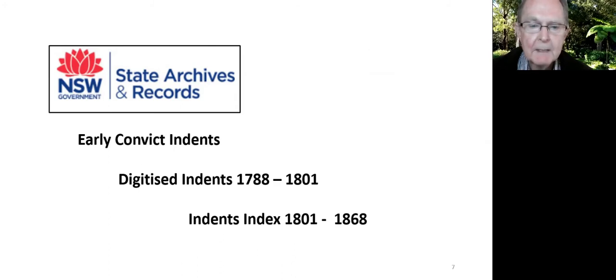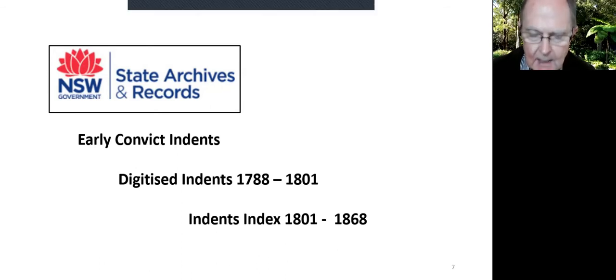Now, there's a number of places that I'll suggest that you can look for convict records. Primary amongst these is the State Archives and Records, which is out at a place called Kingswood, but you can look at a lot of this stuff online. There are two types of records that you can look at online. There's the digitised indents, which we'll look at in more detail in a moment, and also the indents index. Now, in total, there's something like 12,000 digitised indents to search.